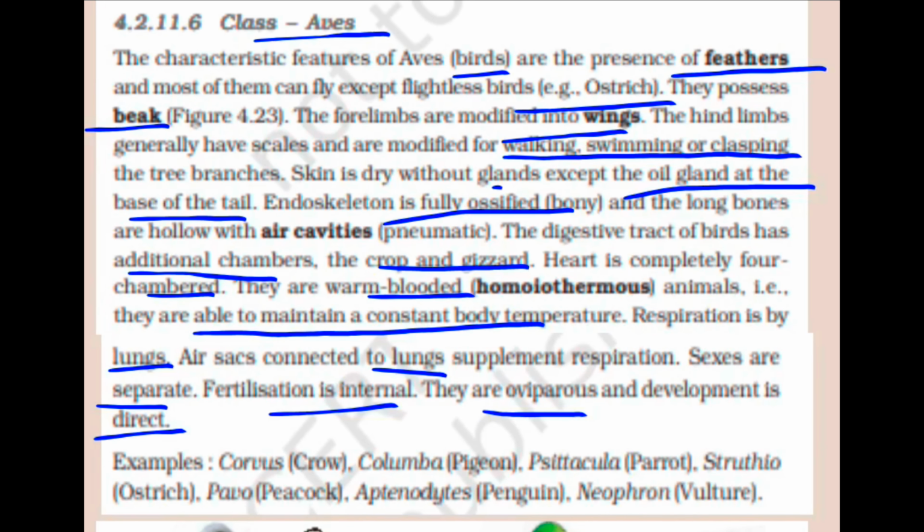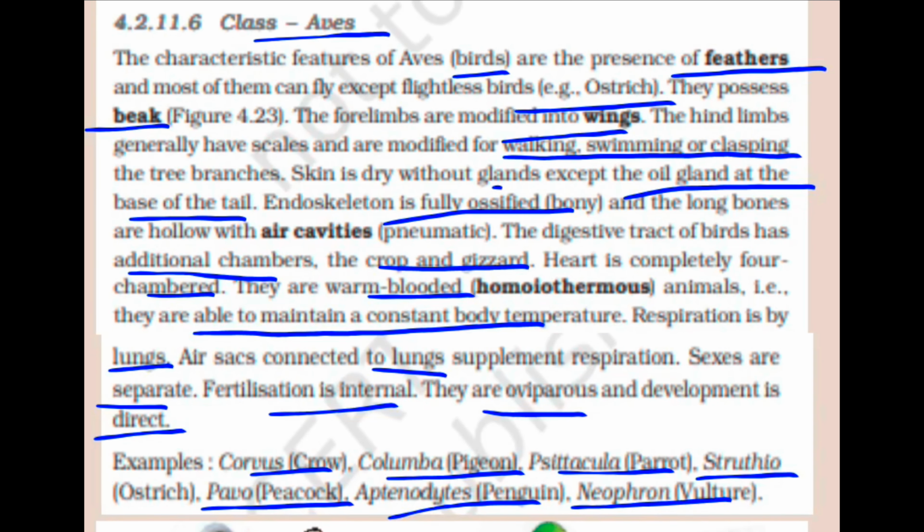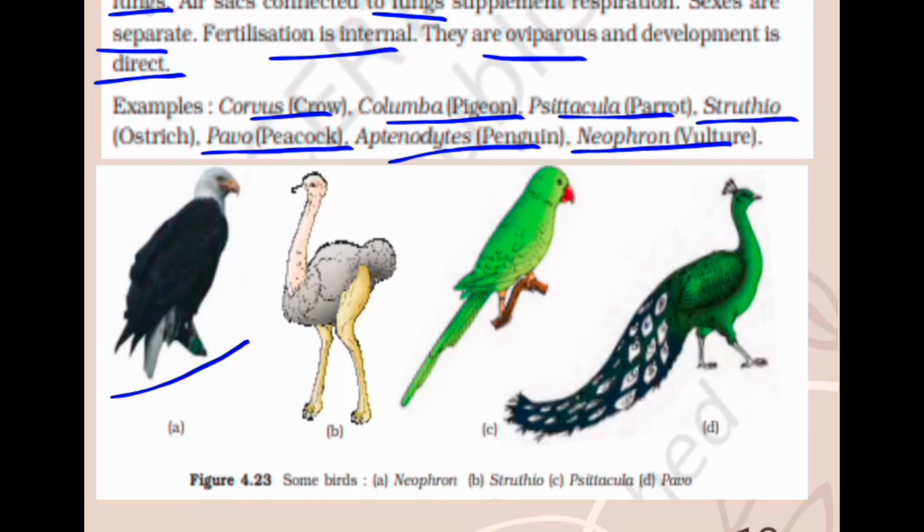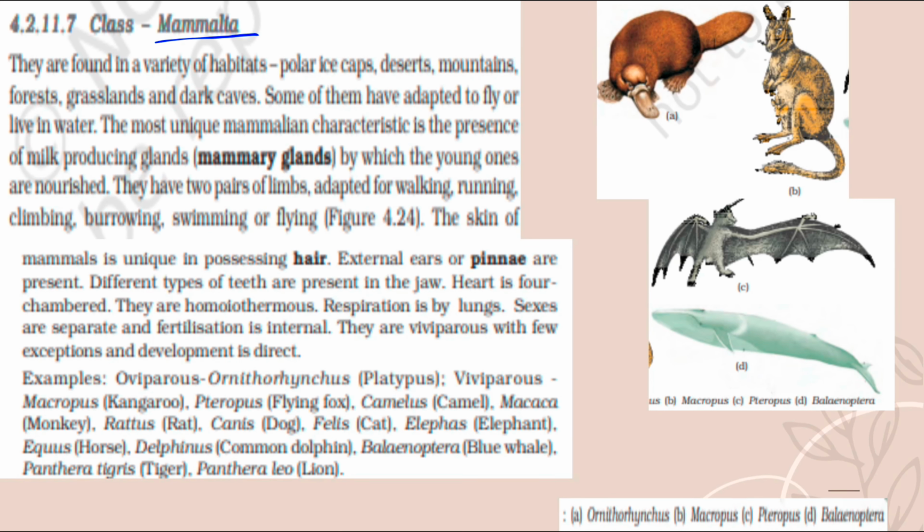Development is direct. Examples are Corvus crow, Columba pigeon, Psittacula parrot, Struthio ostrich, Pavo peacock, Aptenodytes penguin, Neophron vulture. Forms of vulture, ostrich, parrot, and peacock are given.